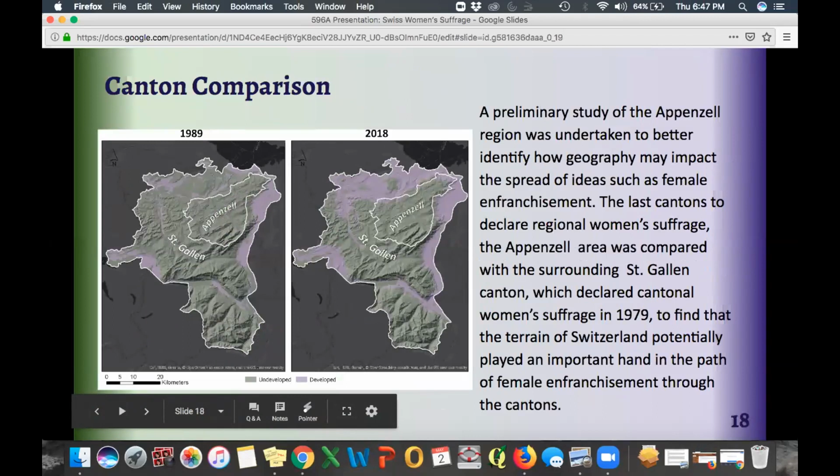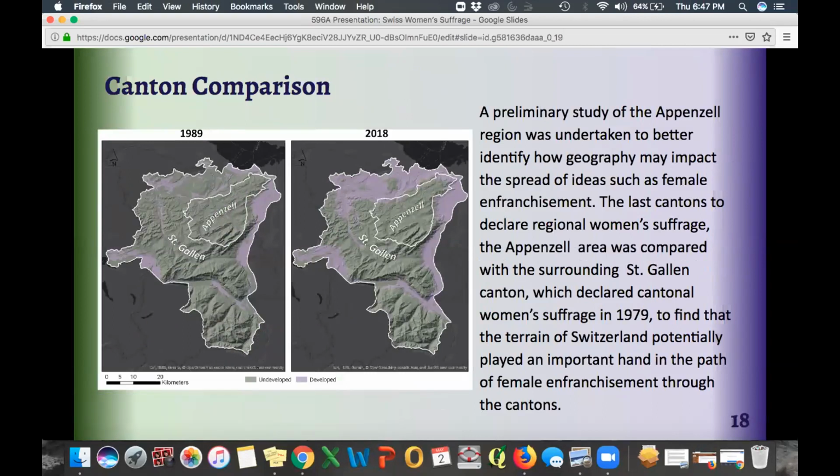To this end, a preliminary image extraction of 3 cantons was undertaken to better identify how this factor may correlate to differing women's suffrage dates. St. Gallen, which is the larger surrounding canton, passed women's suffrage in 1979, and the Appenzell region, which is that central area, declared suffrage in 1989 and 1990. So they were compared to reveal that development rates were drastically different between the two following the terrain of the country. So this supports the supposition that geography plays an important role in how the cantons developed over time.